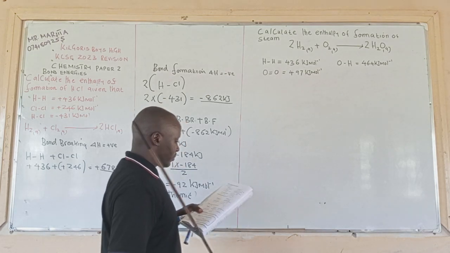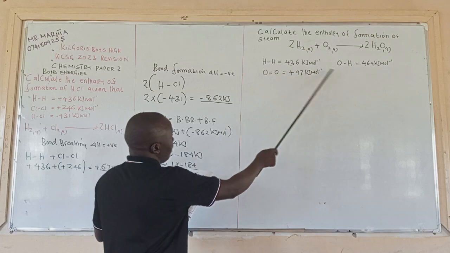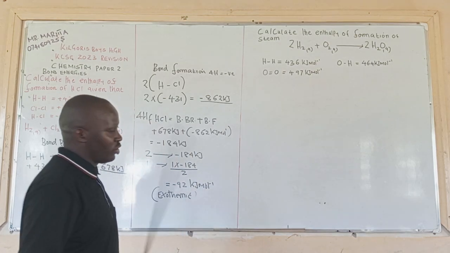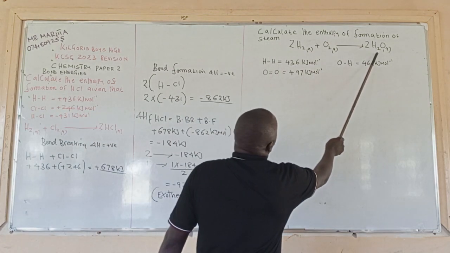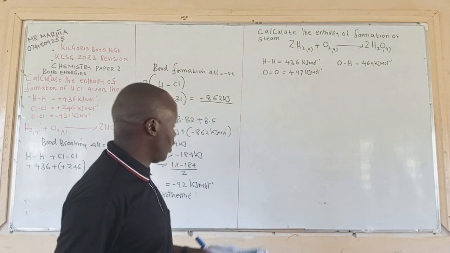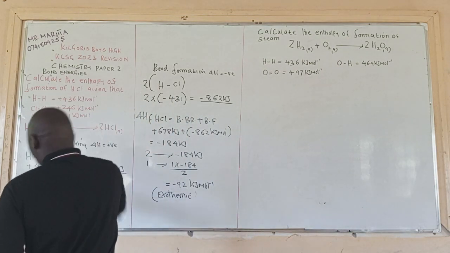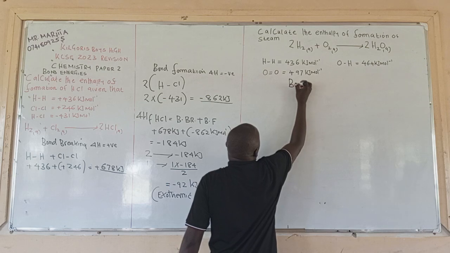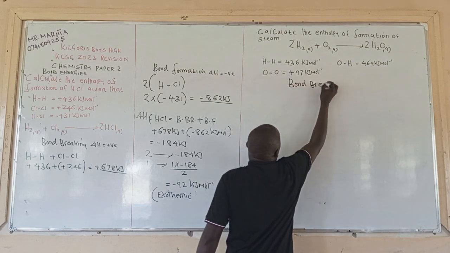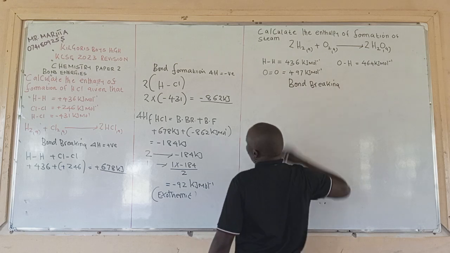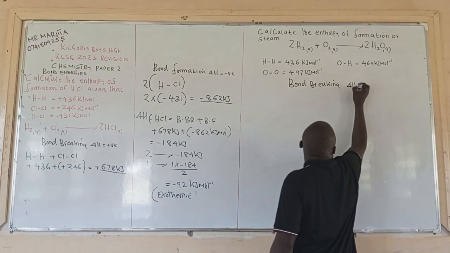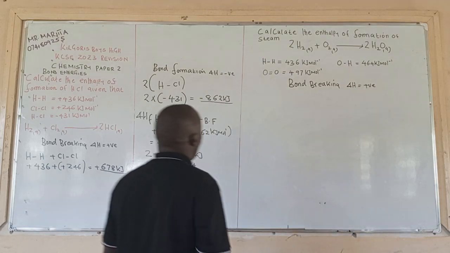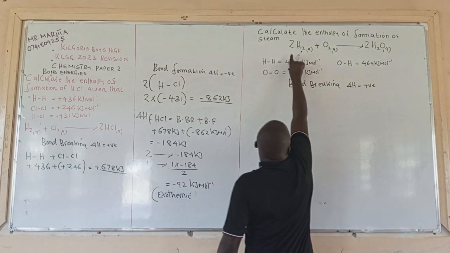And then we have oxygen, and oxygen is 497 kilojoules per mole. So we need to calculate the enthalpy of formation of steam. First of all, we start with the bond breaking. In bond breaking, we have said that the energy must be positive. It's an endothermic reaction in that case. In bond breaking, it normally involves the reactants.